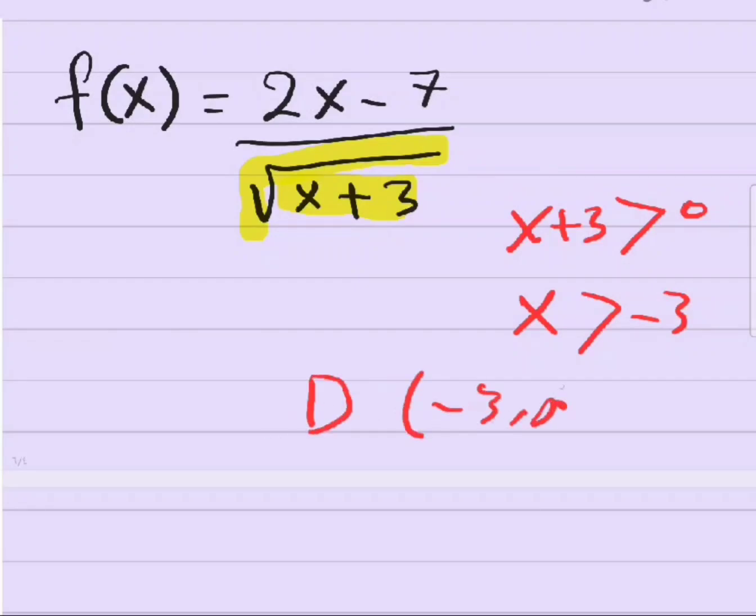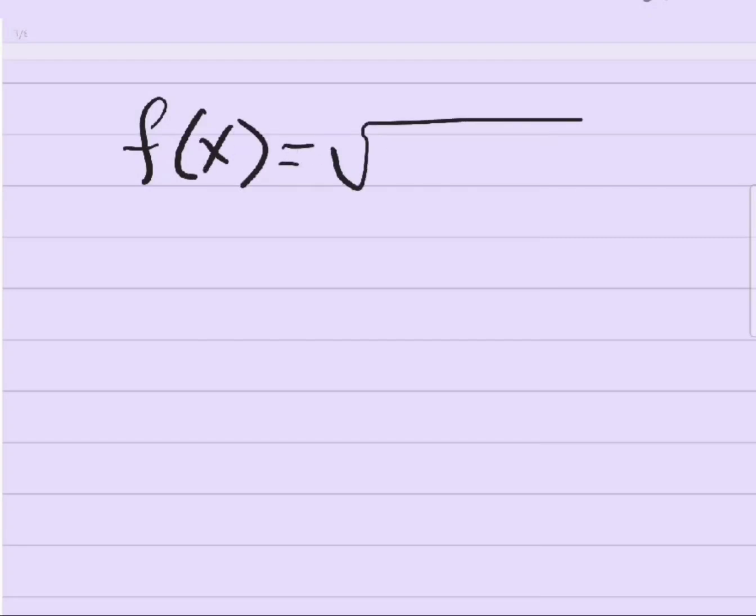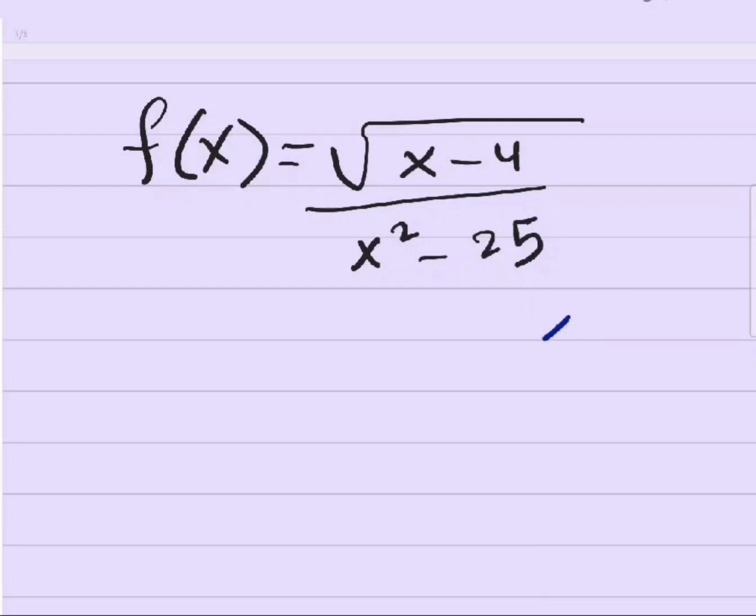Now let's consider another example. So we're going to have a fraction again, but with a square root in the numerator. What do you think the domain for this function is going to be? Now, if you have a square root in the numerator, you need to set the inside equal to or greater than 0. So x is equal to or greater than 4.